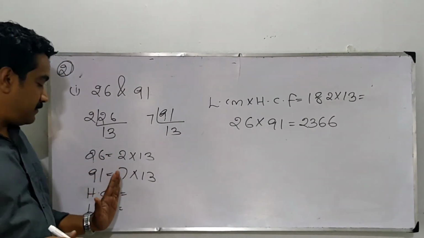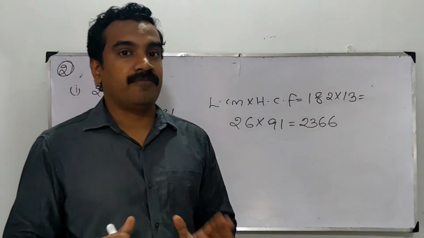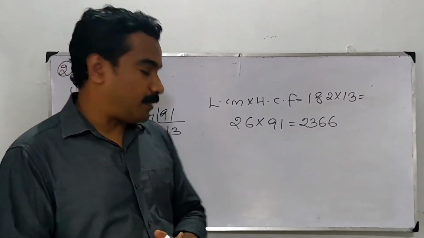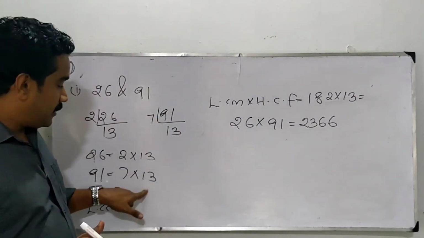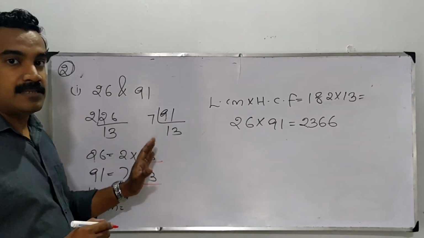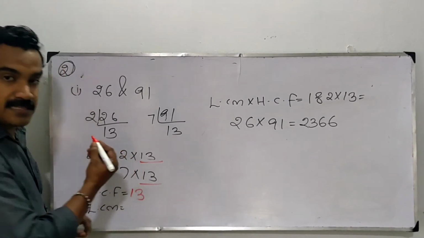Next, we want to find HCF and LCM. What is HCF? Highest common factor. So we are taking only the common one. In the common one we are taking the least power. Here the common is 13 and here 13. 13 is the common one. In both cases 13 has the same power, 13 raised to 1, 13 raised to 1. So we are taking HCF as 13.